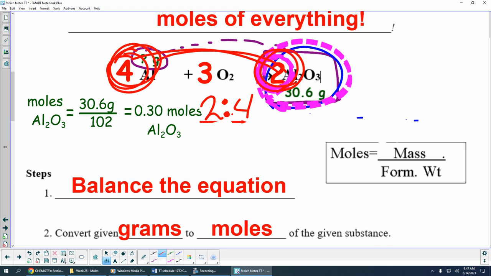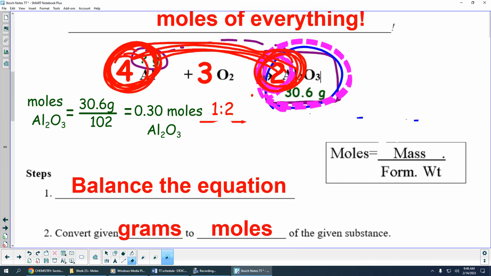There is an easier way to write this that I think would make more sense. 2 to 4 is also the same as 1 to 2. Does everybody see we just divided it out? So you could write either 2 to 4 or 1 to 2. So for every 1 of these, I need 2 of these. So if I'm getting bigger, do you think I'm going to divide or multiply? We're getting bigger, so we want to multiply.